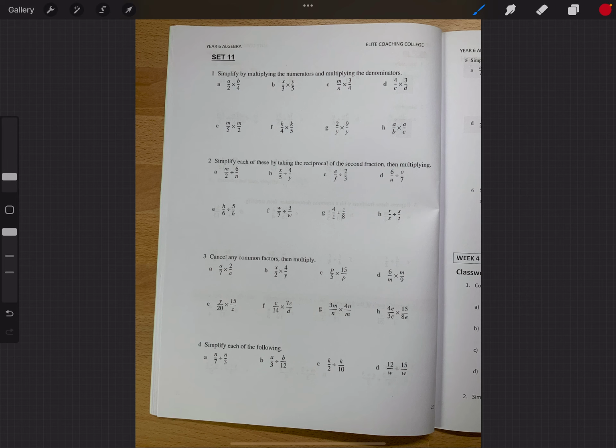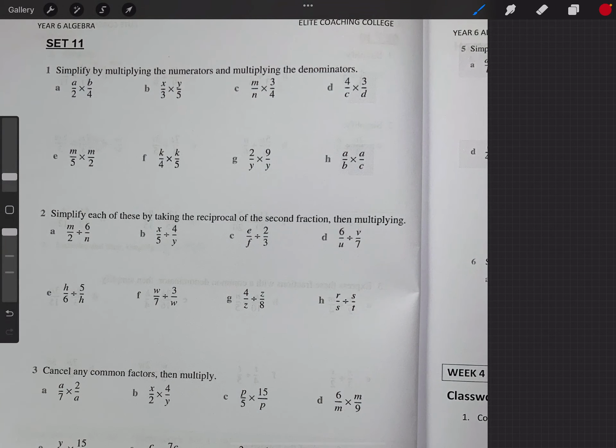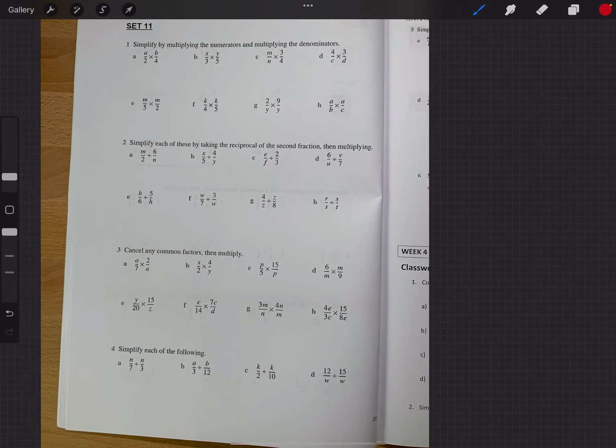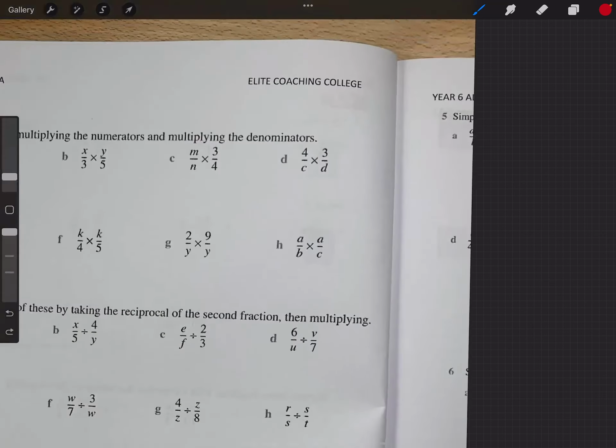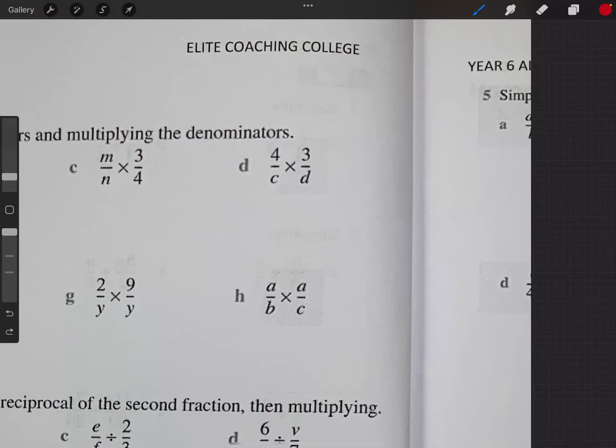On page 20, set 11, we're doing simplify by multiplying the numerator and multiplying the denominator. I'm just going to do, again, the last columns, for example, these ones here. The rest you can do by yourself. These are not too many questions, they're pretty simple.